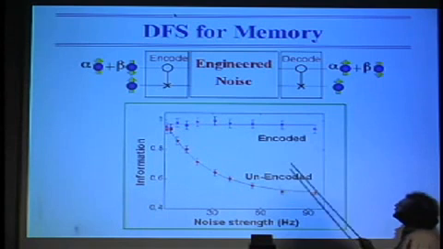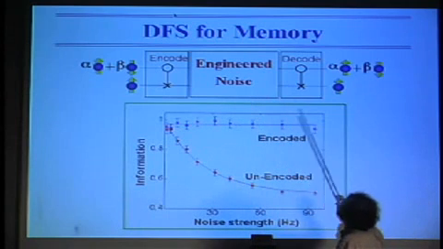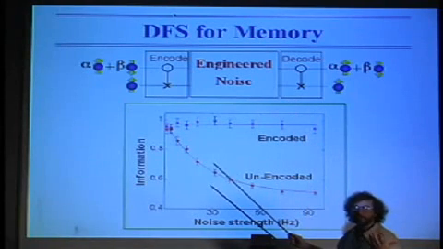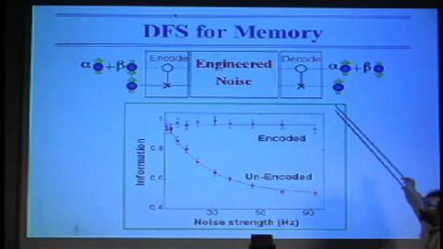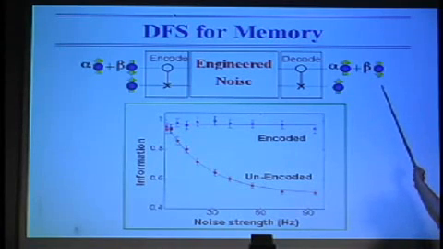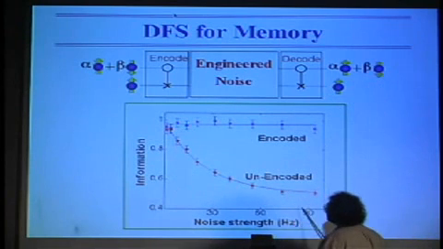We apply noise, which is a far field noise. At the end of the day, of course, in order to make a measurement, we can't make a measurement in the zero quantum space, so we have to decode, go back to a single spin space where we can make a measurement. We measure the fidelity, the overlap of the final state with the initial state. And so we look at the information content as a function of the noise strength.